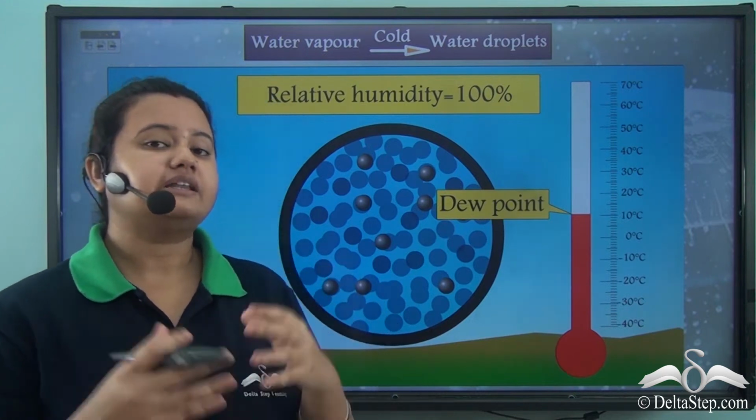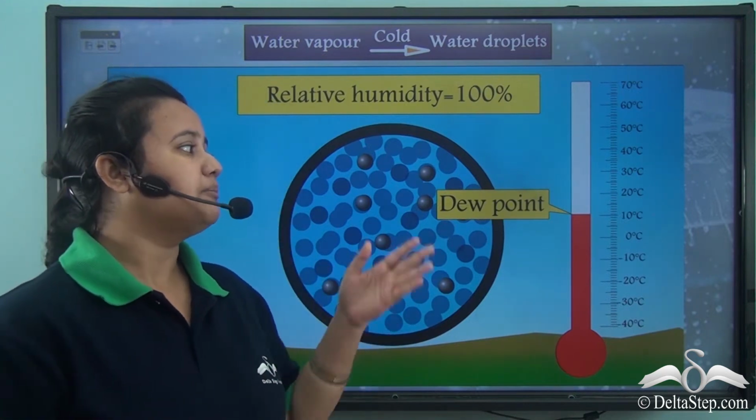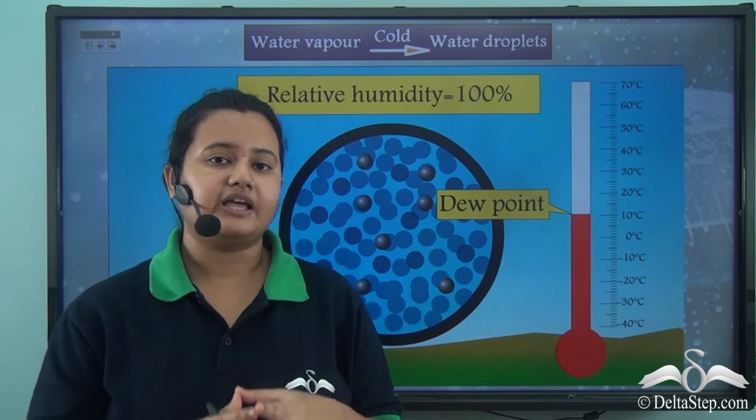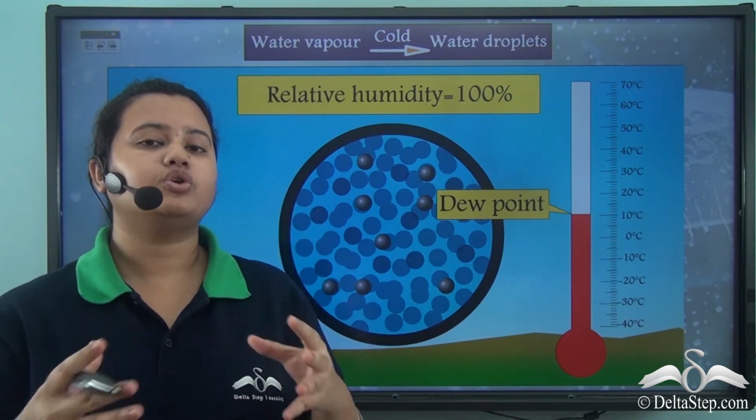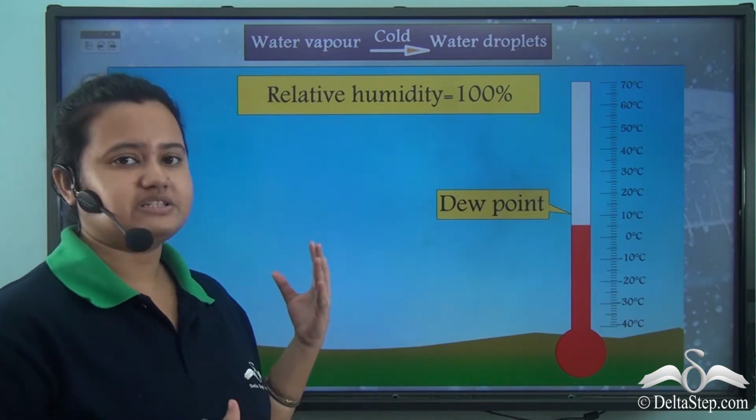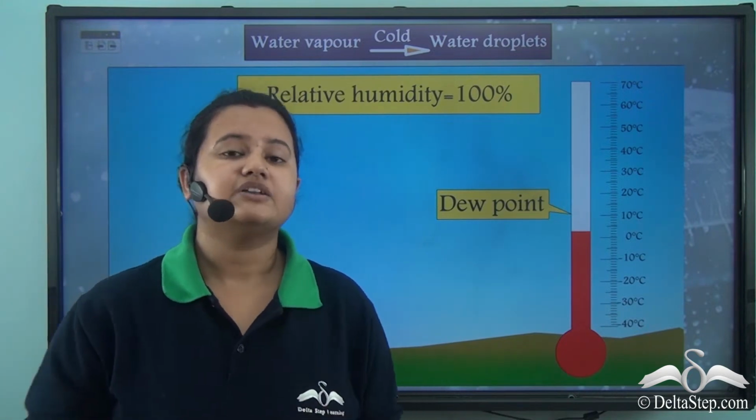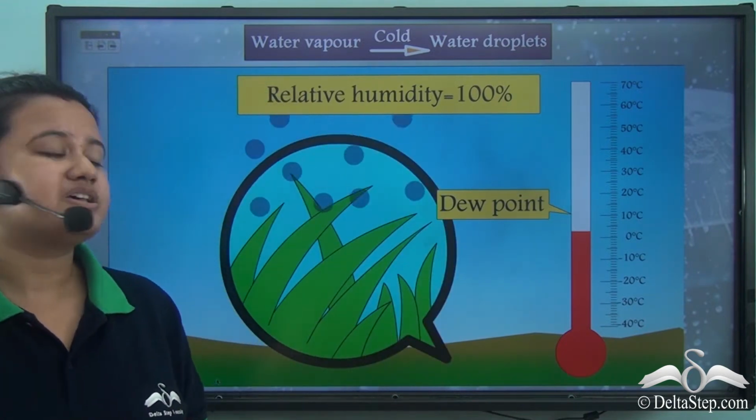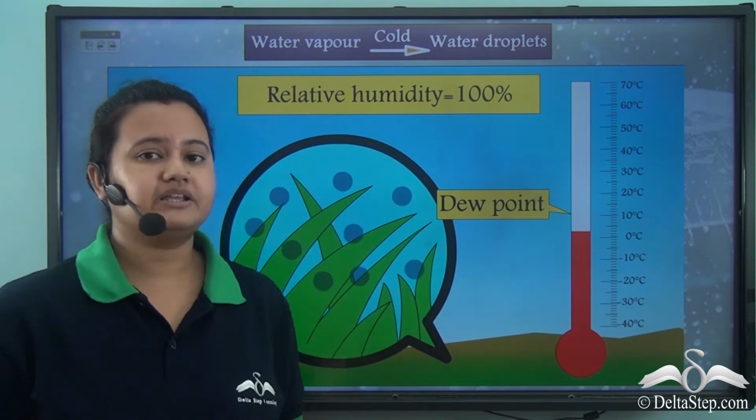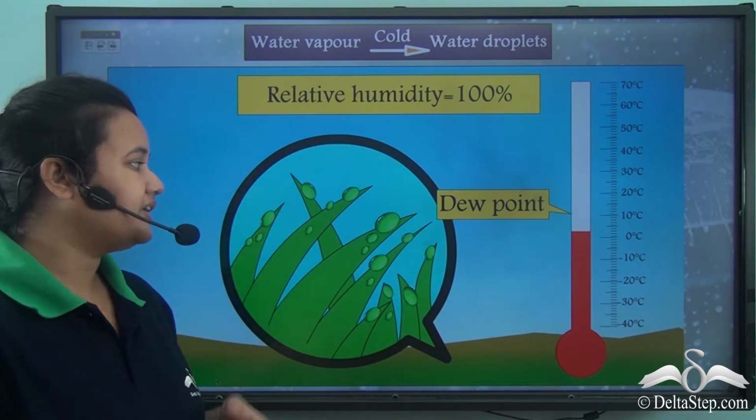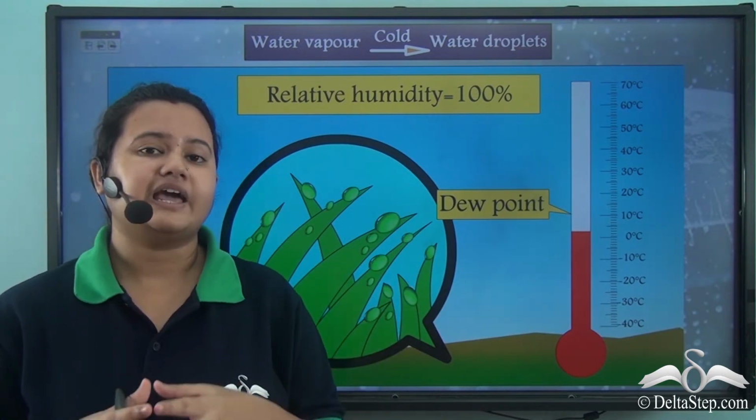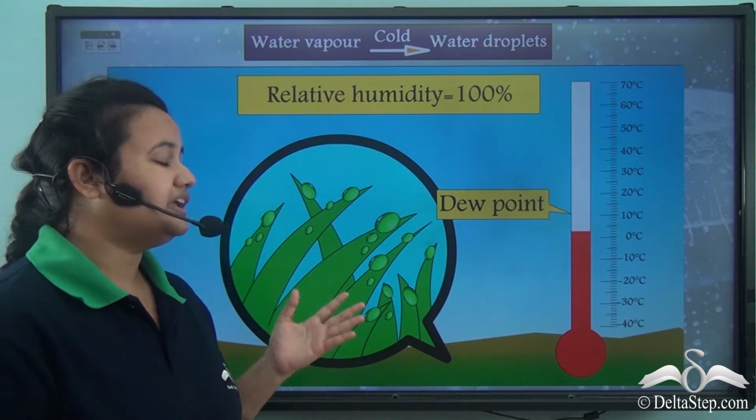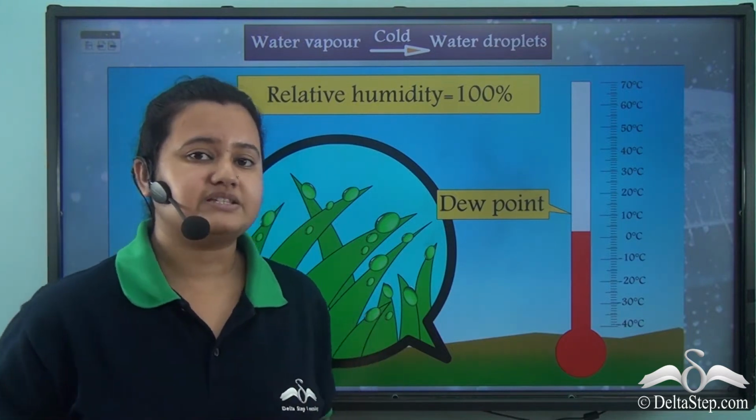Now, if the temperature falls below dew point, then air cannot hold water in vapor state, and the water vapor starts forming water droplets on coming in contact with a cold surface like blades of grass or even dust particles present in air.